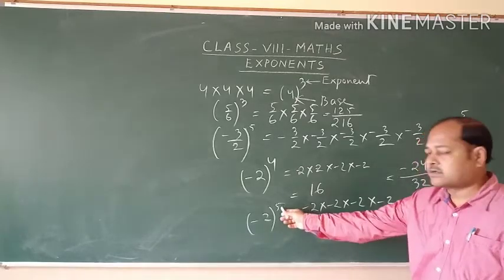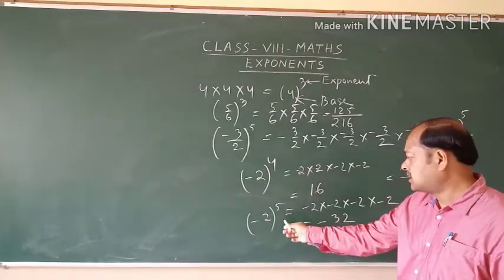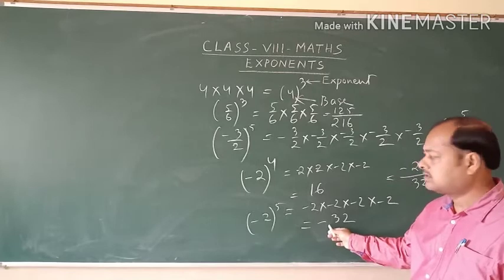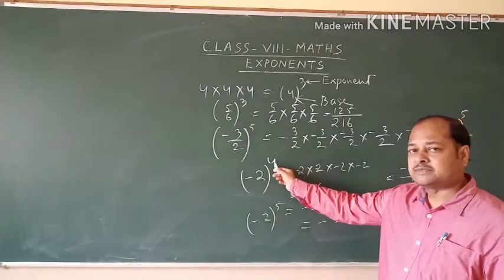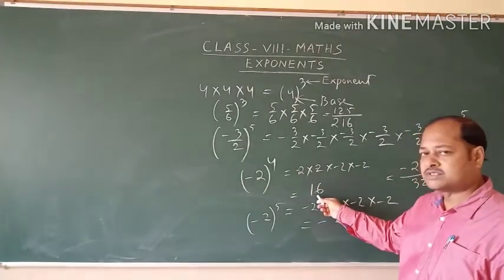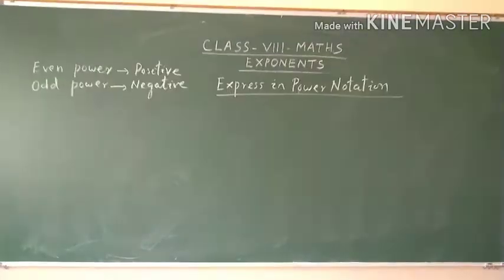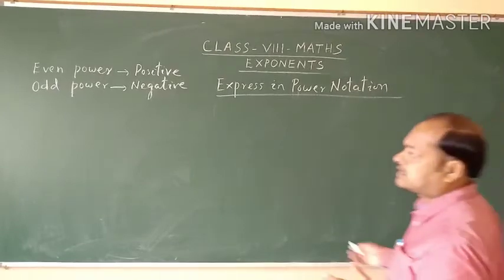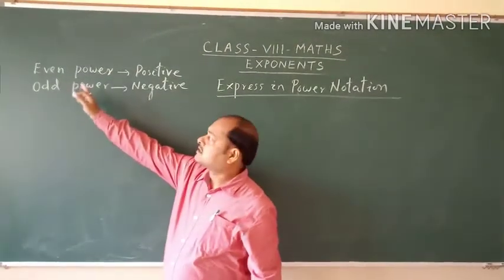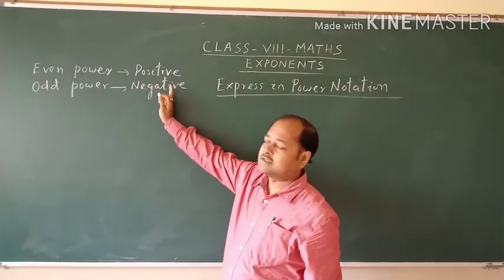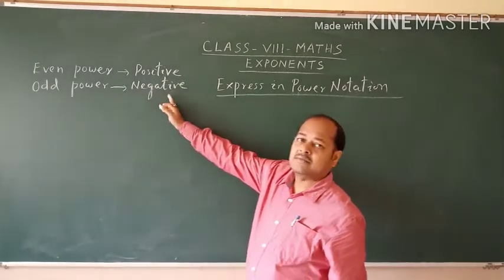Because the exponent is an odd number, the answer will be minus, or negative. And if the exponent is even, the answer will be positive. Again I am reminding you of what we discussed: for an even power, the answer will be positive, and for an odd power, the answer will be negative.